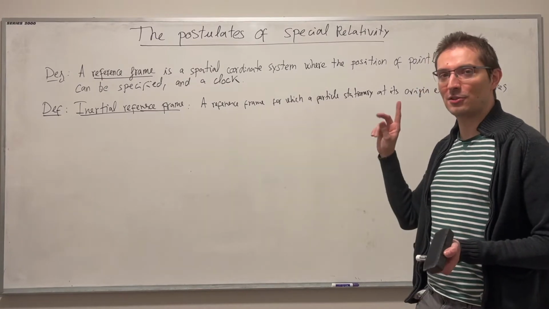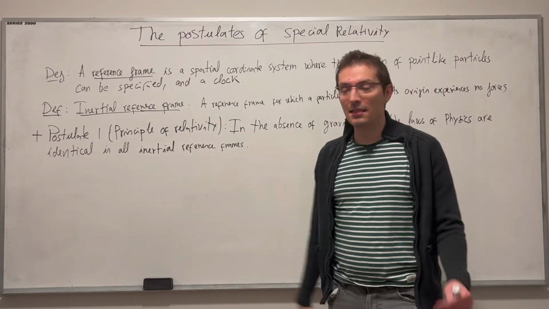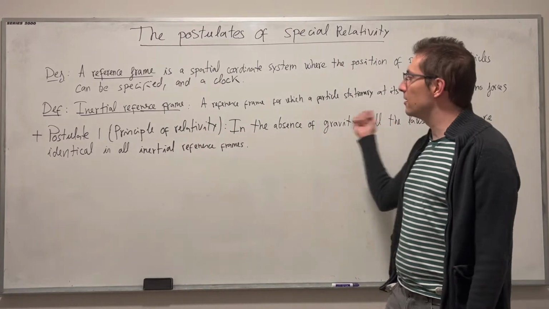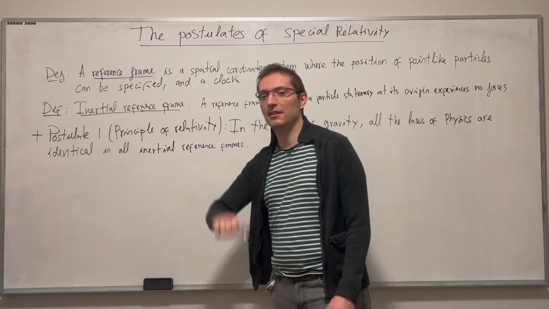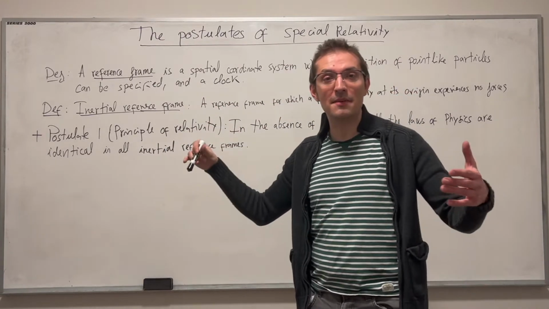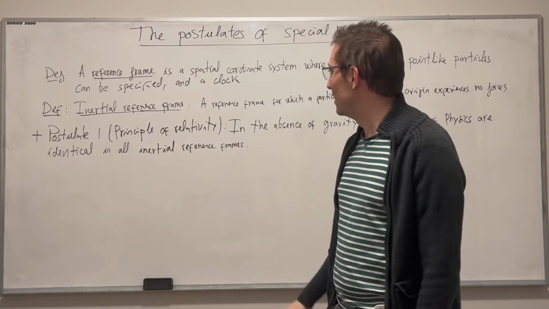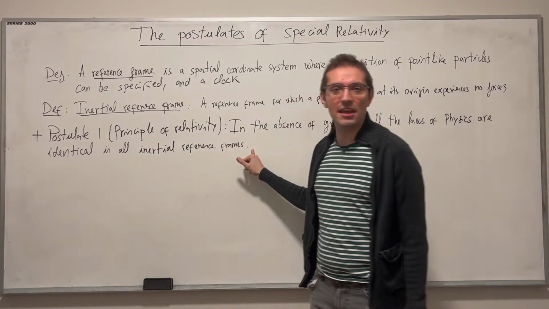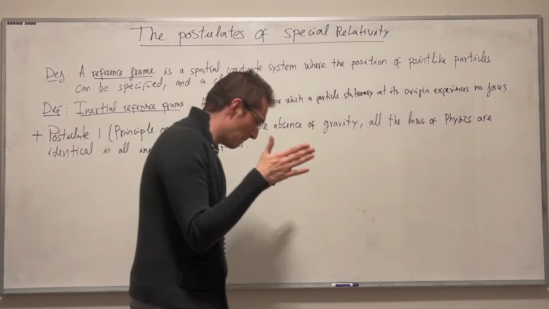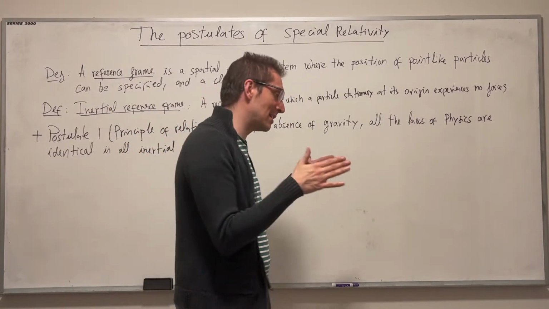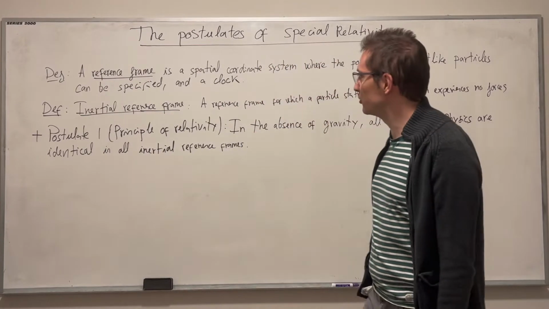Let's begin with postulate 1. The first postulate is called the principle of relativity. It tells you that in the absence of gravity, all the laws of physics are identical in all inertial reference frames. Important, the word inertial in here. Now, this postulate is the same as in Galilean kinematics and Newtonian mechanics before relativity. So this postulate, Einstein didn't change, he kept it. It's a very obvious postulate of physics: our choice of where to look from when we describe a physical system should not change the behavior of the physical system.